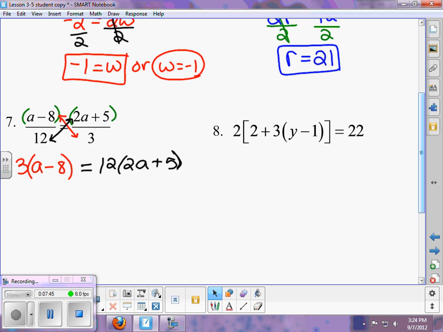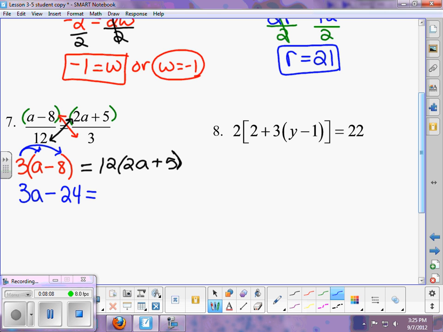So now we don't have a fraction anymore. We don't have that division bar anymore. So it's just a simple distribute. Let's distribute and see what happens. First, distribute the 3. 3 times a minus 3 times 8 equals, then distribute your 12 through the parentheses. 12 times 2a is 24a, and 12 times 5 would be 60.